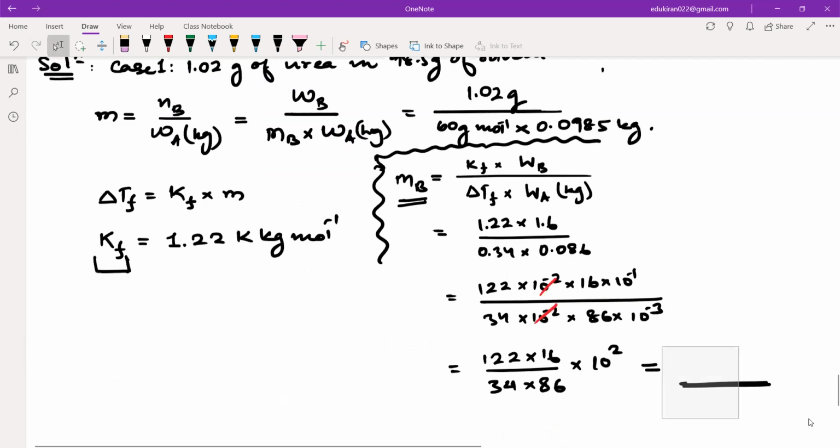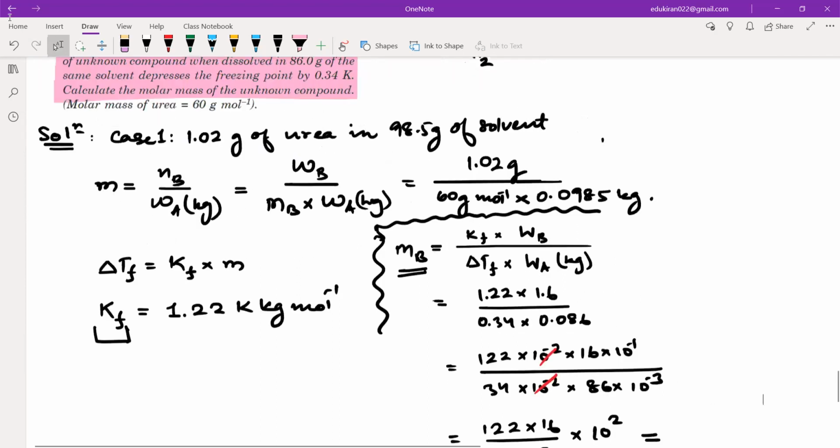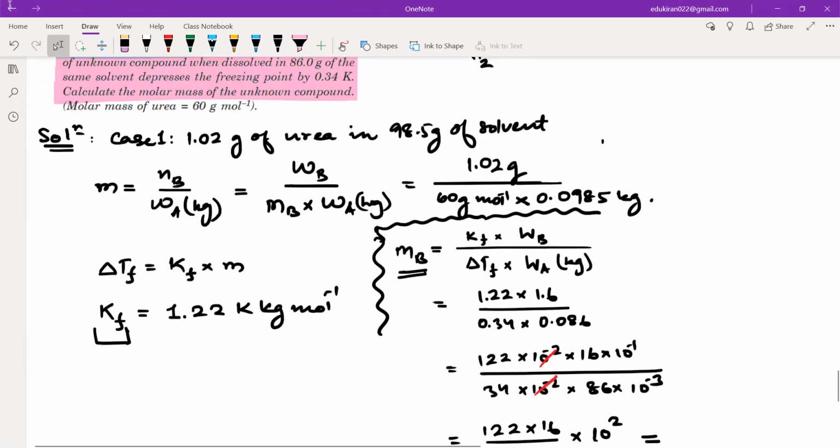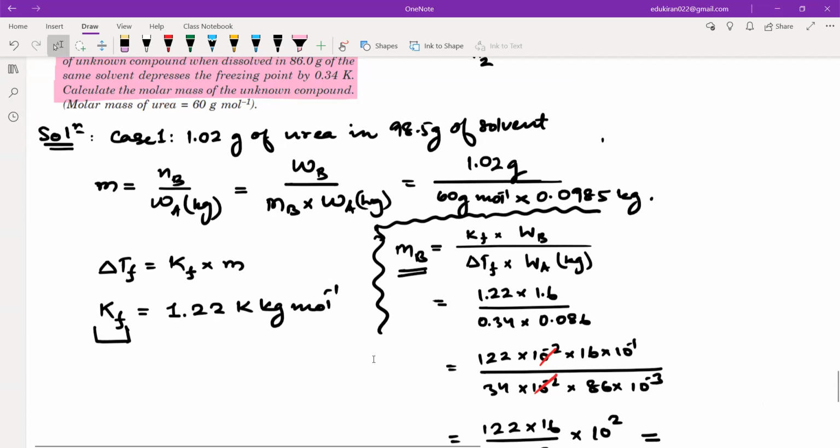Sir, one doubt, sir. Yes, tell me. How do we know that the number of solute is the same in both the cases? Then only we can say that... number of what? Number of solutes, sir. No, number of particles. The number of solute will not be the same. So then how can we say that Kf will be equal?